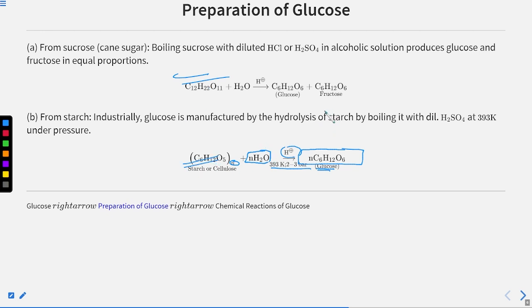Now when you see the structure of starch, cellulose and sucrose, you will find that the glucose that is produced will also be different. So what is the difference? That will depend, again, upon the stereochemistry of a certain position in the glucose. So we'll look into it later on.